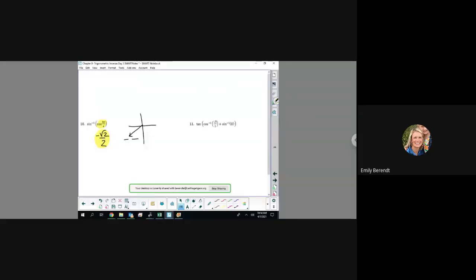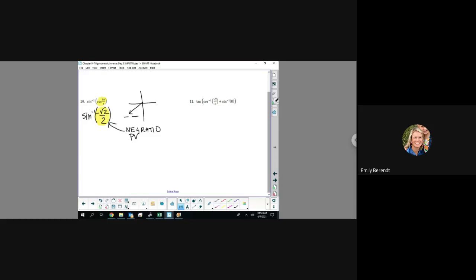Ooh, this is fun. So look at this one. You've got the inverse sine of negative root 2 over 2. You have the inverse sine of what type of a ratio? A negative ratio. So the PV is where the calculator searches. Negative ratio PV for sine is what quadrant? 4. So we have to go to quadrant 4, and you have to give me what type of an angle?